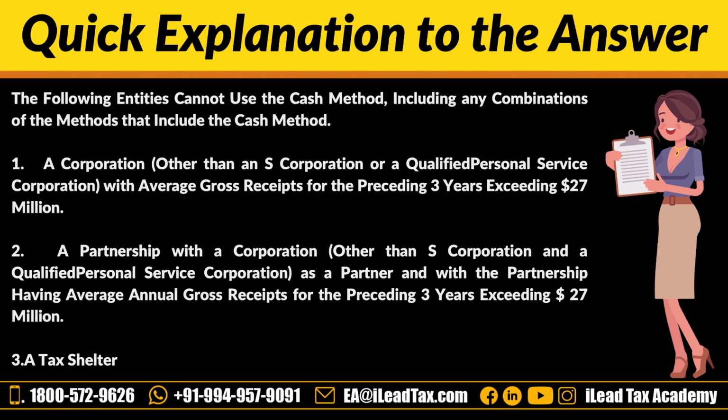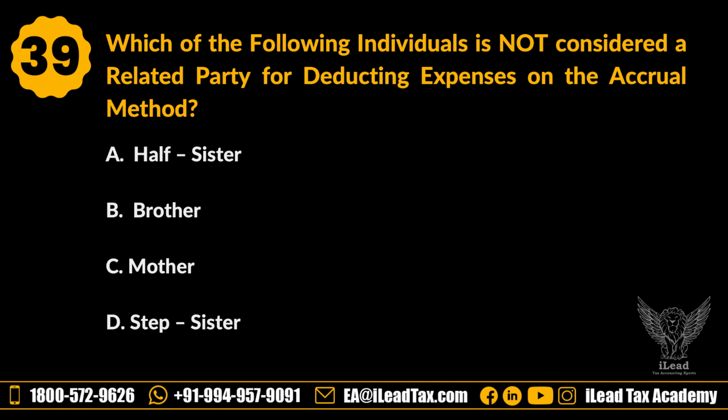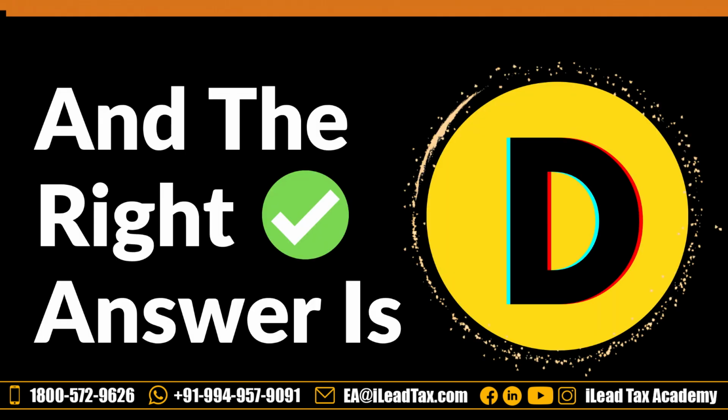Let's go to the next question. Which of the following individuals is not considered a related party for deducting expenses on the accrual method? A. Half sister. B. Brother. C. Mother. D. Stepsister. Let's see the answer. The answer is D. Stepsister. Let's see why it is D.